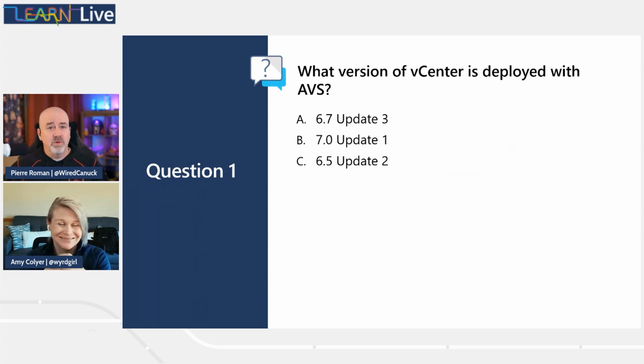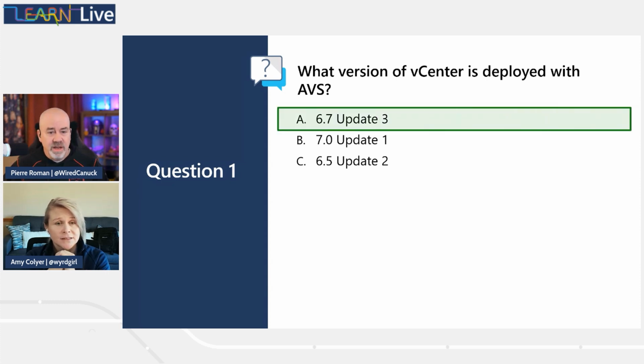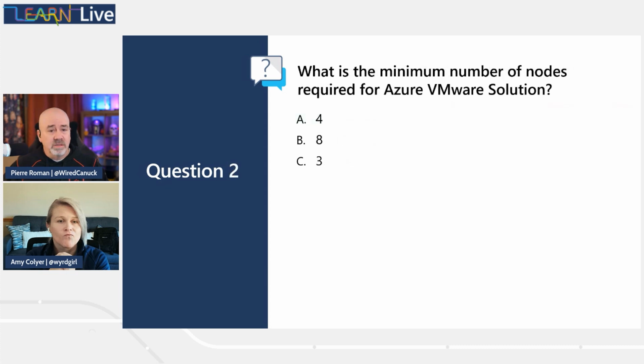So what version of vCenter is deployed with AVS? Well, we are locked in. So it's the 6.7 update 3. Let's check to see. And yes, it is. You are correct. Next question.